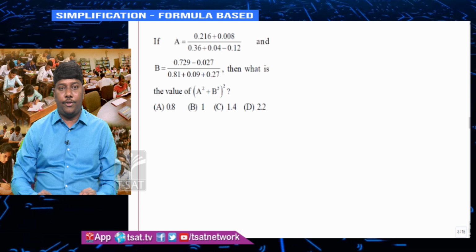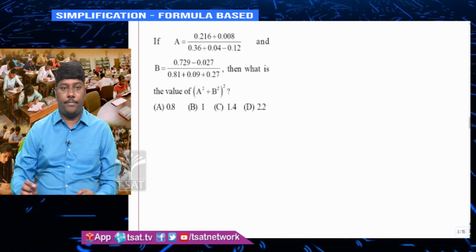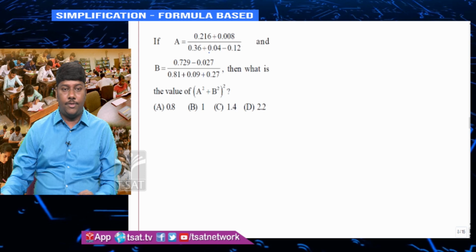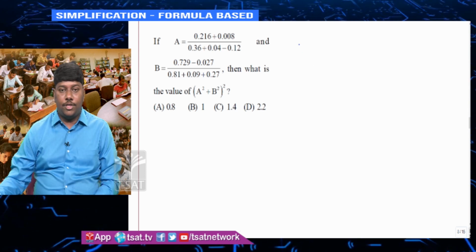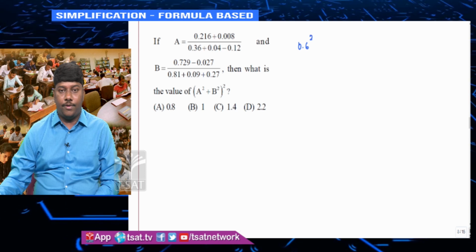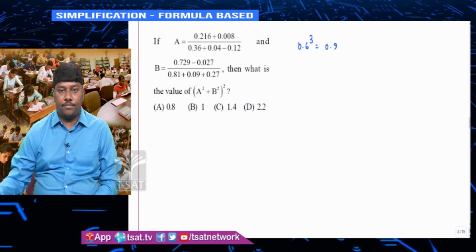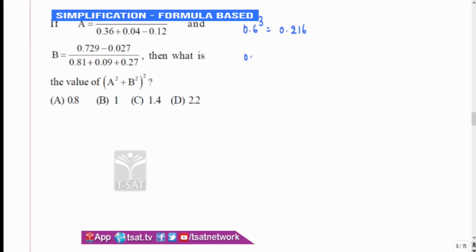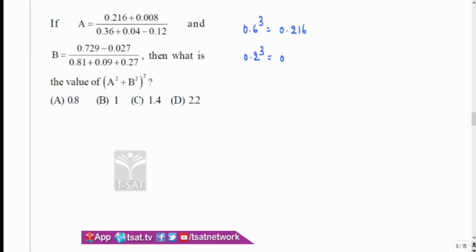A equals 0.216 plus 0.008. We all know if you ignore the point, 216 is 6 cube. So 0.216 is 0.6 cube. 0.008 is 0.2 cube. 0.729, generally 729 is 9 cube, so 0.729 is 0.9 cube. 0.027 is 0.3 whole cube.